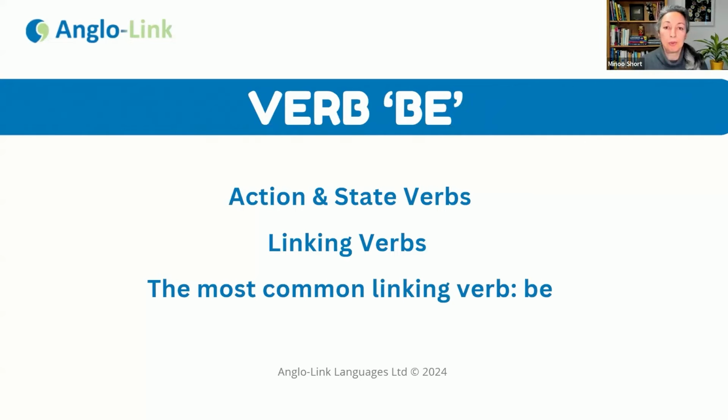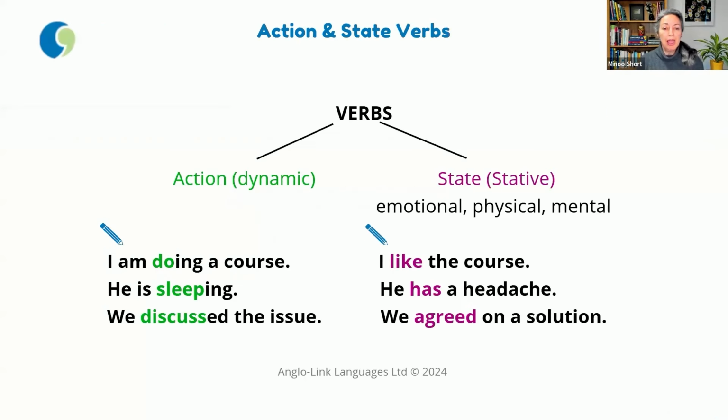Okay, so first of all, before we look at to be itself, we need to review the difference between action and state verbs, and then also define what linking verbs are, because the verb be is the most common linking verb in English. So let's have a look at the difference between action and state verbs.